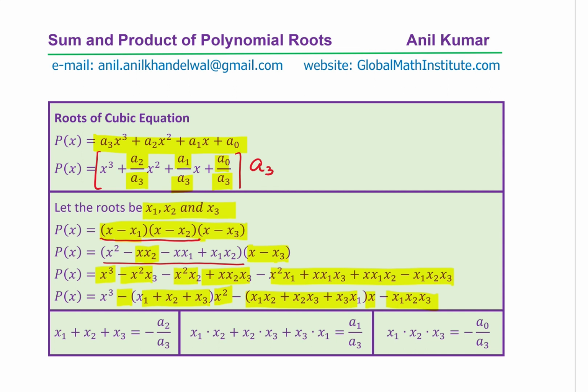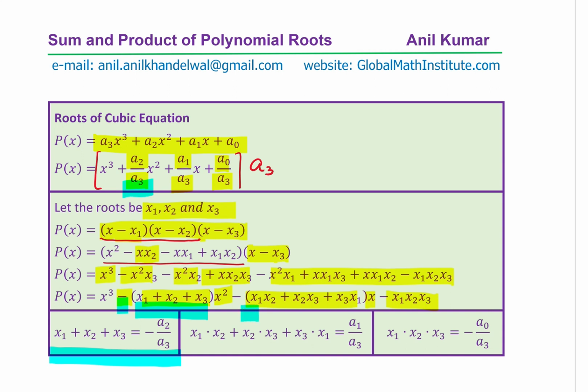Now compare the coefficients once again. So clearly from here, what do you get? Well, the sum x1 plus x2 plus x3 is the ratio a2 over a3 with a negative sign. Do you see that? And that's how we get the first relation, that is to say that the sum of cubic roots is always minus a2 over a3.